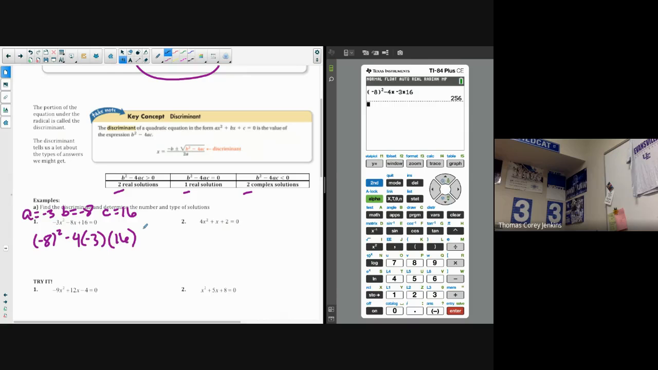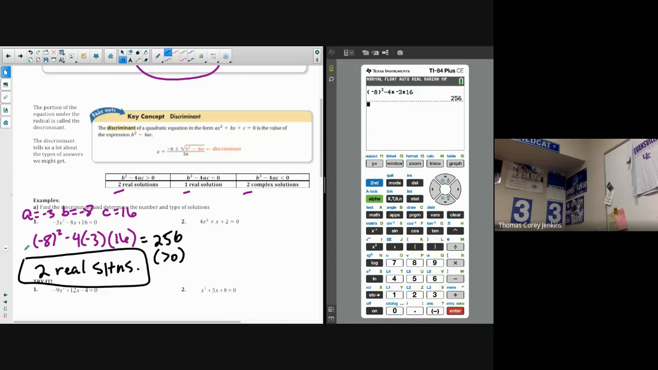It doesn't really matter what it is equal to. It just matters that the number is greater than 0, so we're looking at this case right here. We have 2 real solutions. If we're thinking about a graph, we would see 2 x-intercepts there.